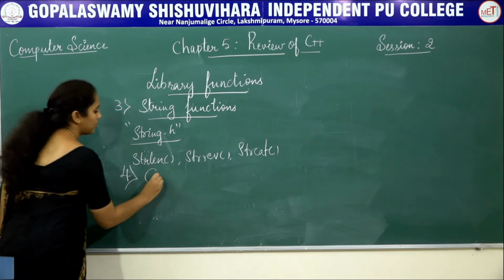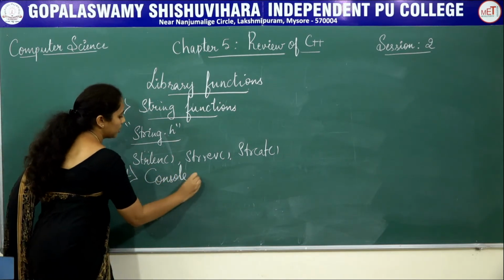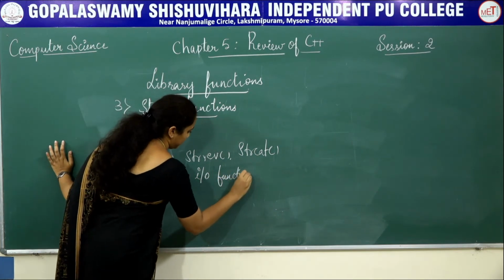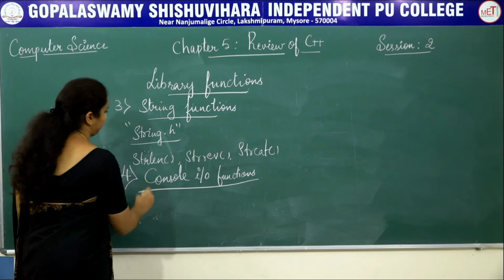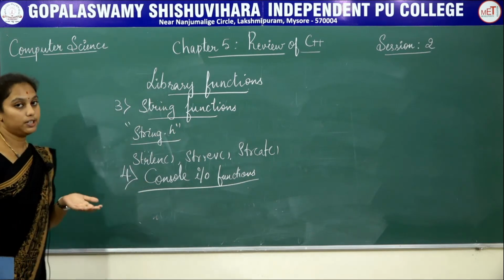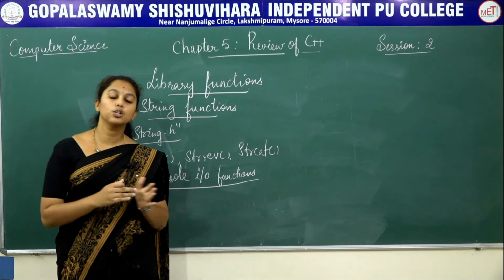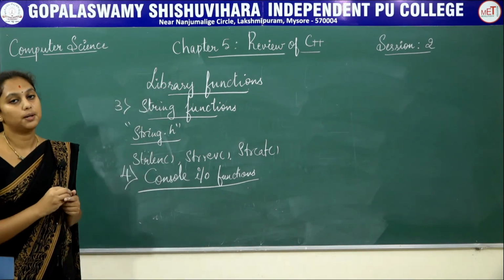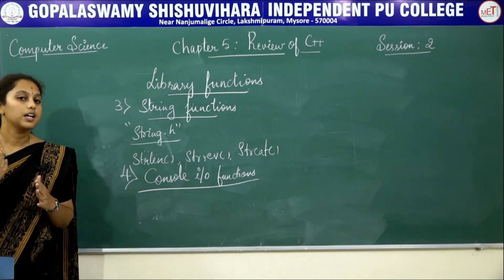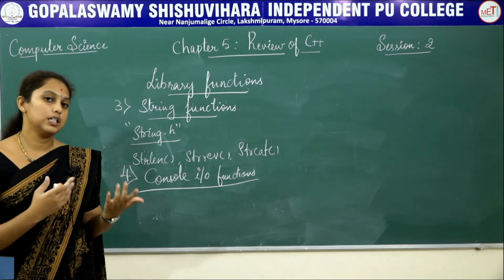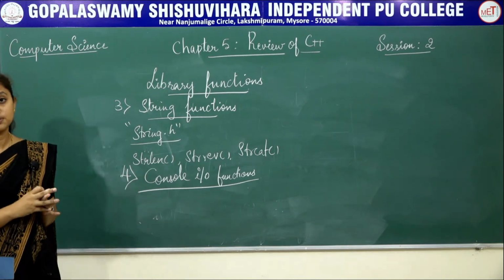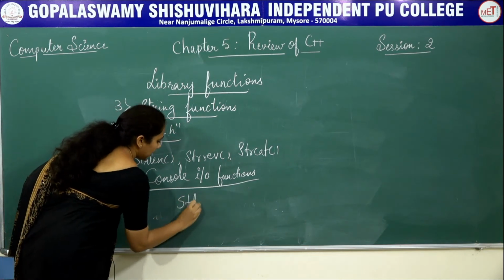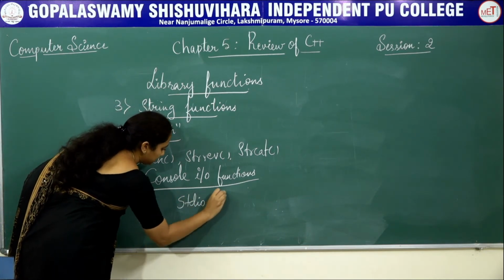The last type is console input and output functions. So what are console input and output functions? Console input and output functions are used to accept input from the standard input device, compute, and send the result to the standard output device for display. Here we are going to use the stdio.h header file.